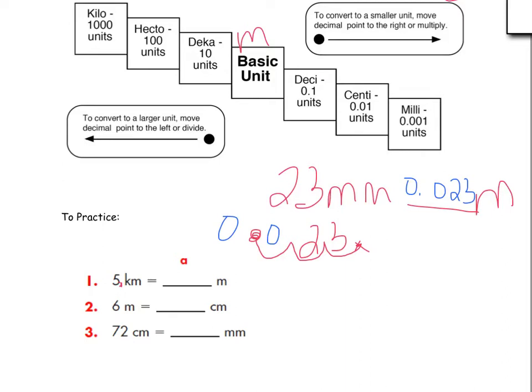Then we'll move into decimal numbers. So with whole numbers right now, try these 3. Press pause and try these.